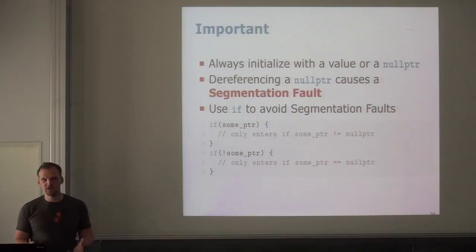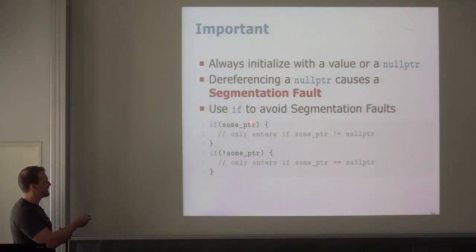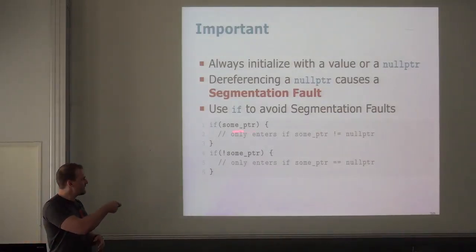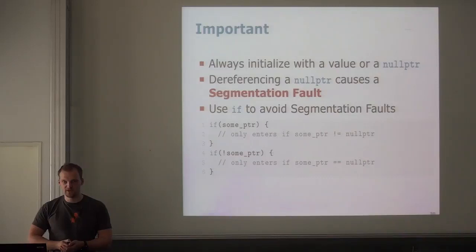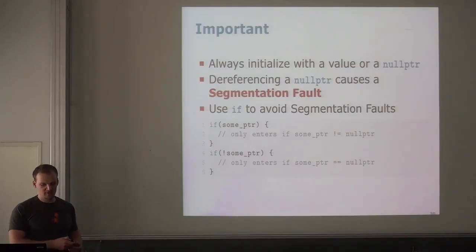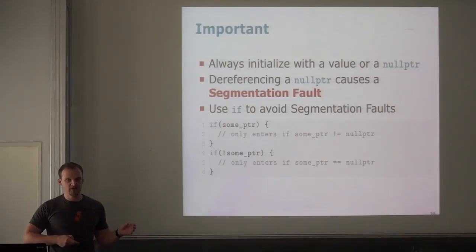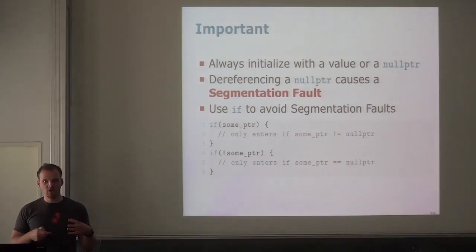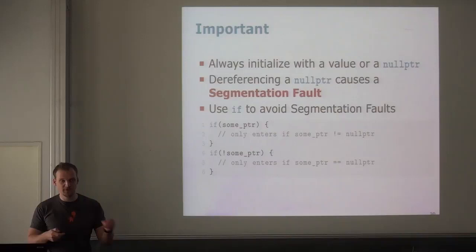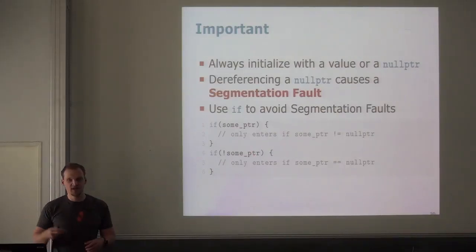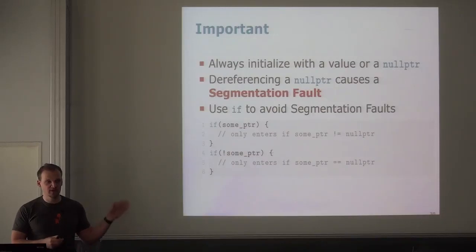But there is a shorter syntax for that. You can just say, if a pointer, then do something. This way you guarantee that this code will only be executed if some pointer is not a null pointer. And again, if you want to make sure that something is a null pointer, you just do not some pointer, and this will only enter this cycle if this is actually a null pointer.